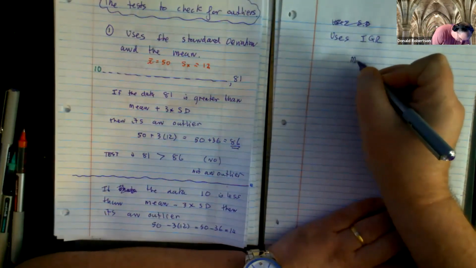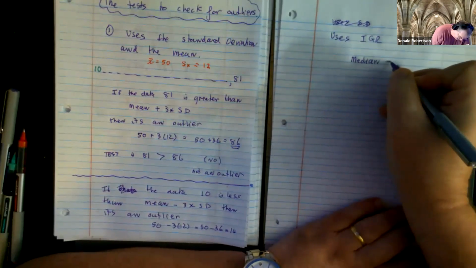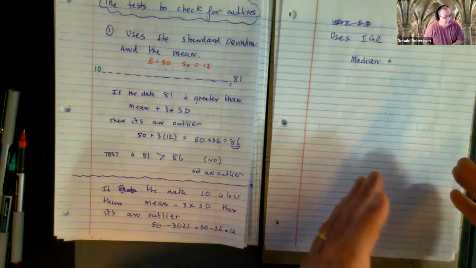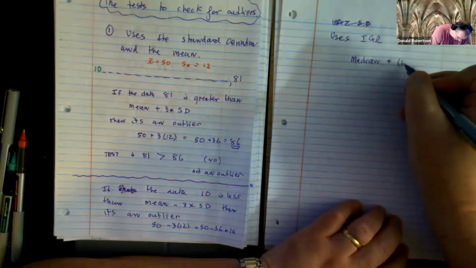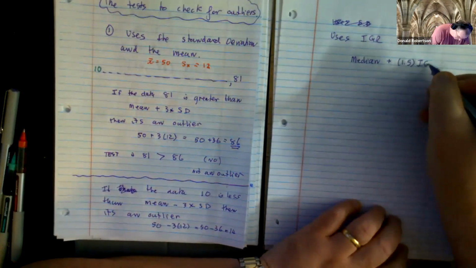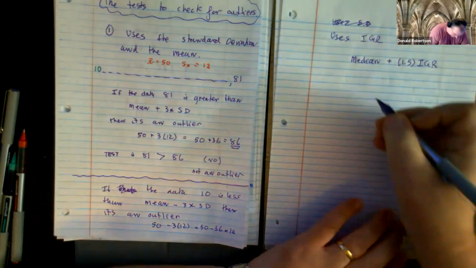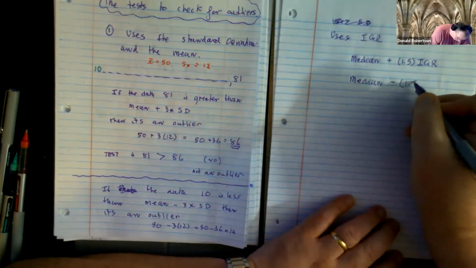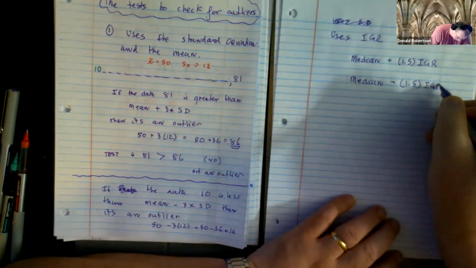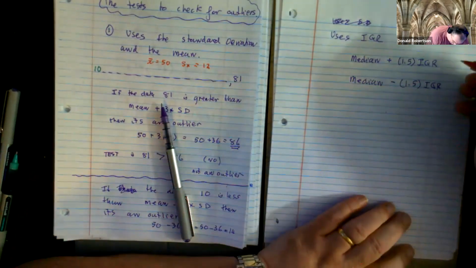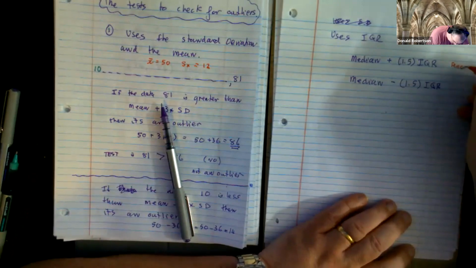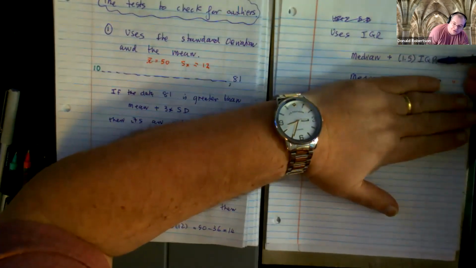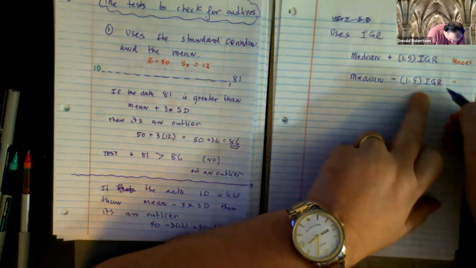You take the median, and you don't add 3 standard deviations and you don't add 3 interquartile ranges. You add 1.5 interquartile ranges. And at the other extreme, you do the median and you take away 1.5 interquartile range. And they even have a name for these numbers. They're called the fences. And if you are bigger than this number, you're an outlier, and if you're less than this one.